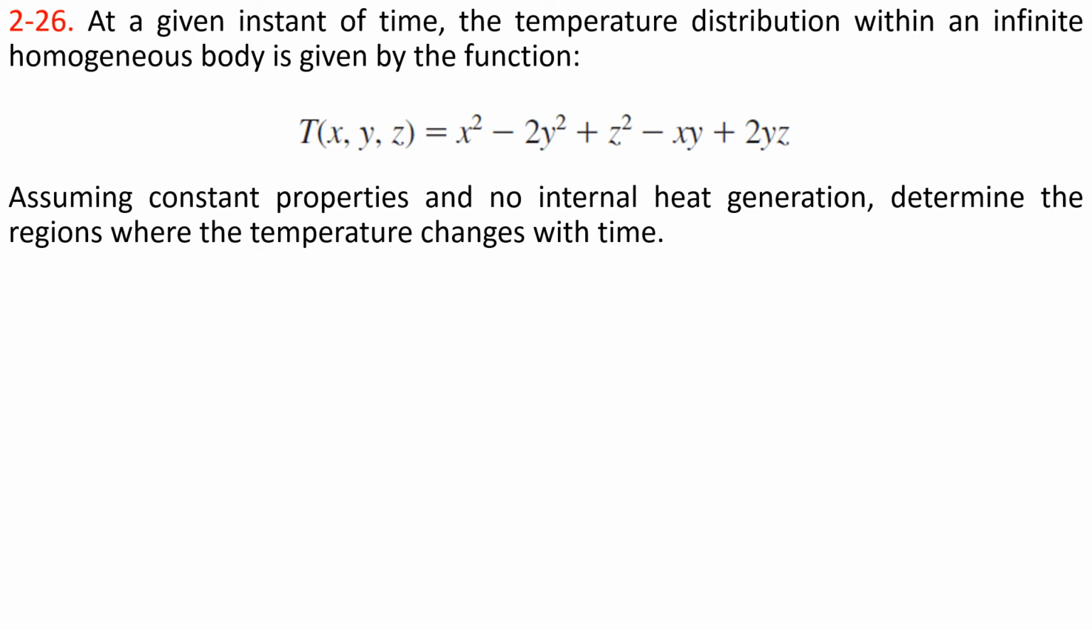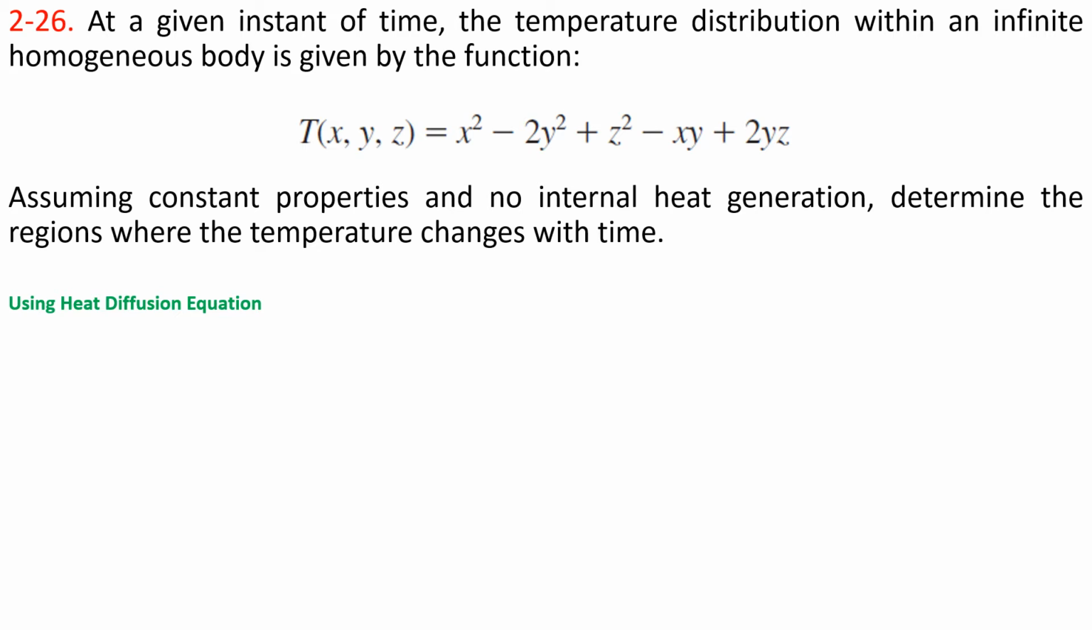time. We have the temperature distribution in terms of x, y and z, and it is given that T of x, y, z is x square minus 2y square plus z square minus xy plus 2yz. We have constant properties of the material and there is no internal heat generation within the system. We have to determine whether there is some region where the temperature changes with respect to time or not.